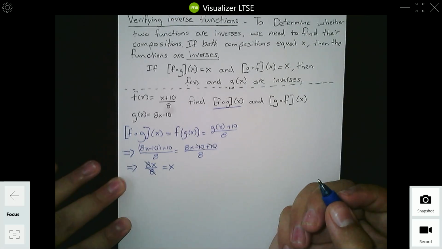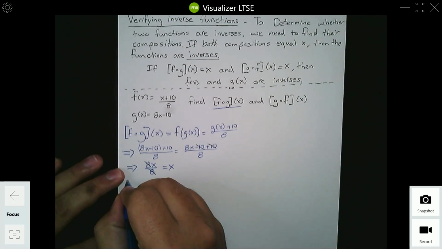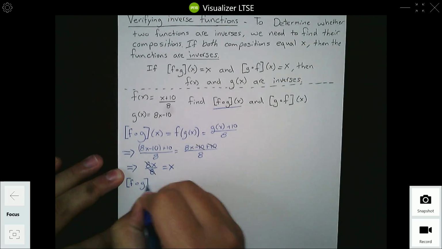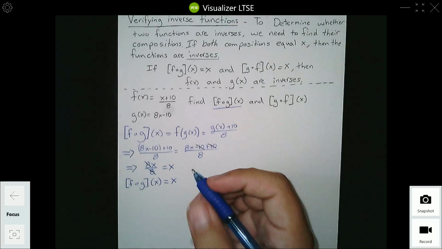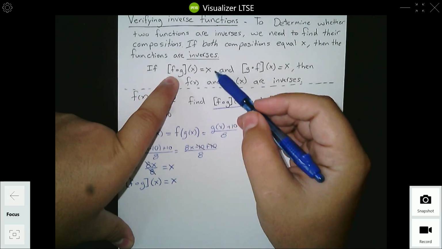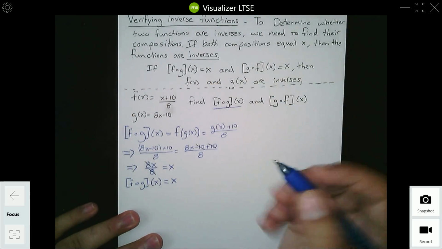So now we have f of g of x is equal to x. That's our first thing. We go back to our if statement. That one has been verified. It is equal to x, so we're good to go. Let's keep going. Now I'm going to do the next one.